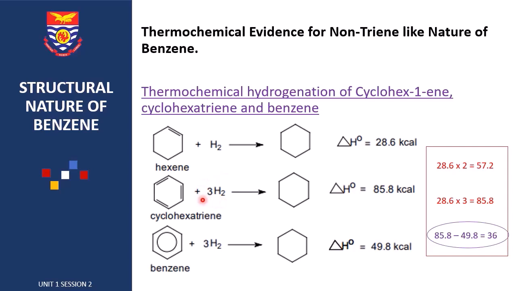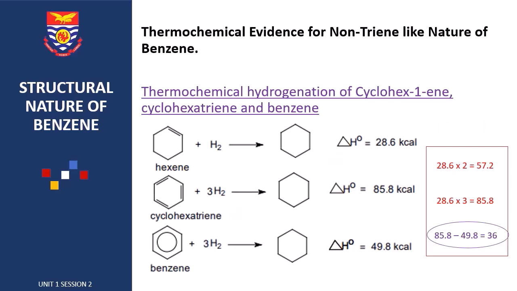Then we would expect 3 of these to produce 3 times 28.6, which is 85.8 kilocalories per mole. But in real sense, that is not the case for benzene. Benzene produces 48.8 kilocalories per mole of energy, which tells us that the 3 double bonds we see in the benzene ring are not the same as the double bonds we see in the 1,3,5-cyclohexatriene structure of Kekule. So it further proves that the double bonds in benzene are not the same as the double bonds in cyclohexatriene.